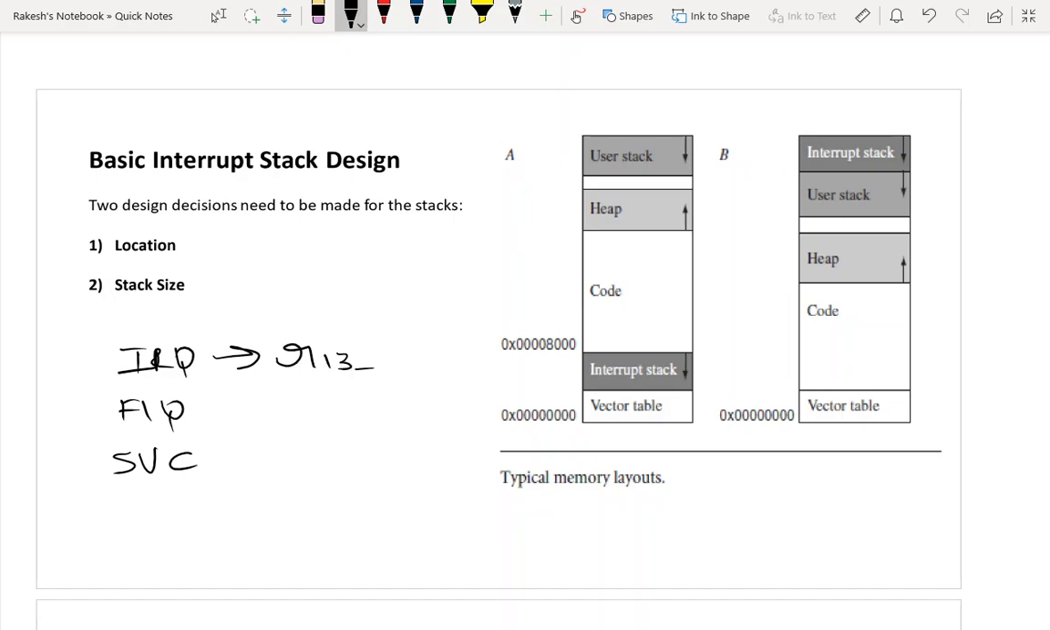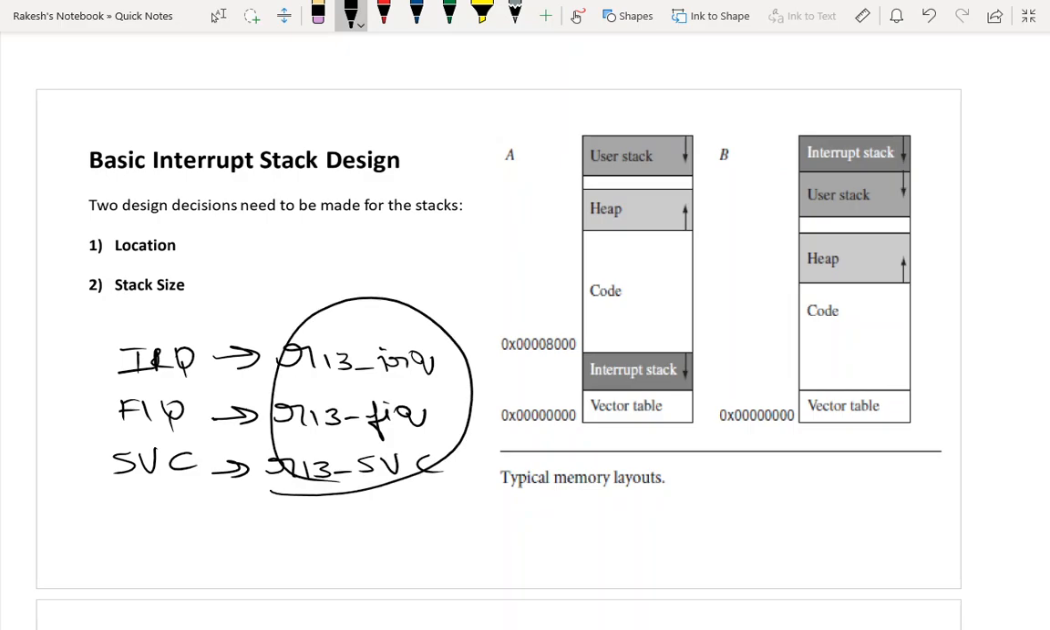For example, you have R13_IRQ for the IRQ mode, R13_FIQ for the FIQ mode, and R13_SVC for SVC. All of these are stack pointers, and these registers hold the stack pointer. So in whatever modes we have, each mode has one stack pointer, and the stack pointer is indicated by the register R13.